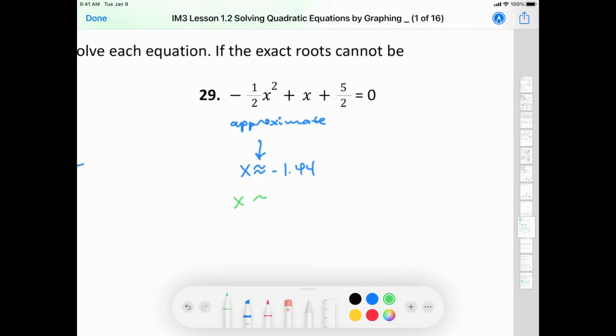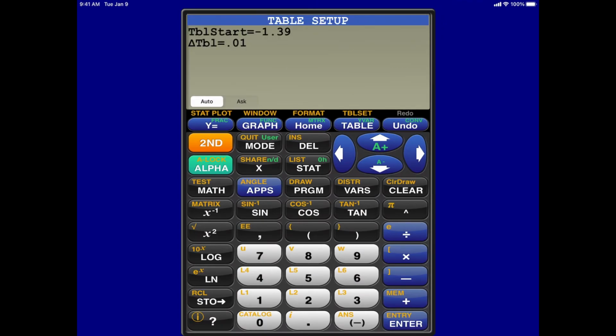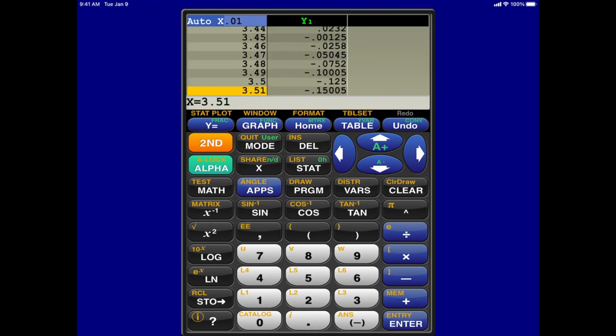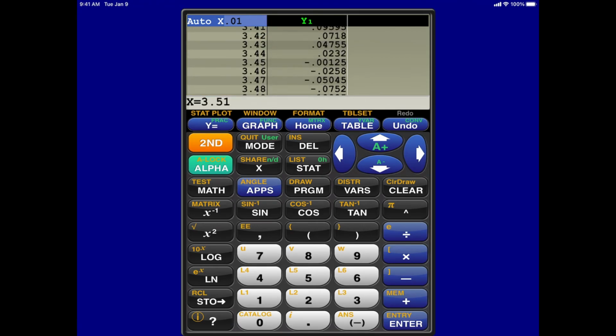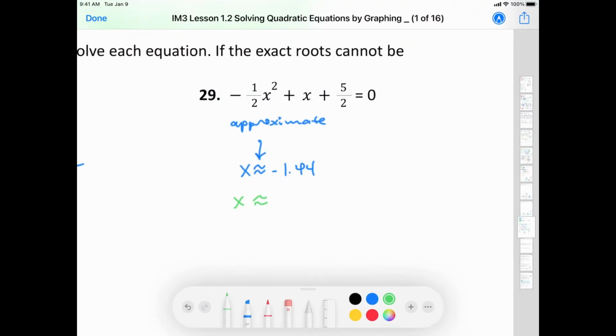And the second one was around 3.5. So go to second table set. Let's just type in 3.5. Go to table. And you're looking for the number to change from negative to positive. And I see that around 3.44, approximately 3.44. And something you'll notice too is that a lot of your estimates will actually be very close to each other in terms of the numbers.